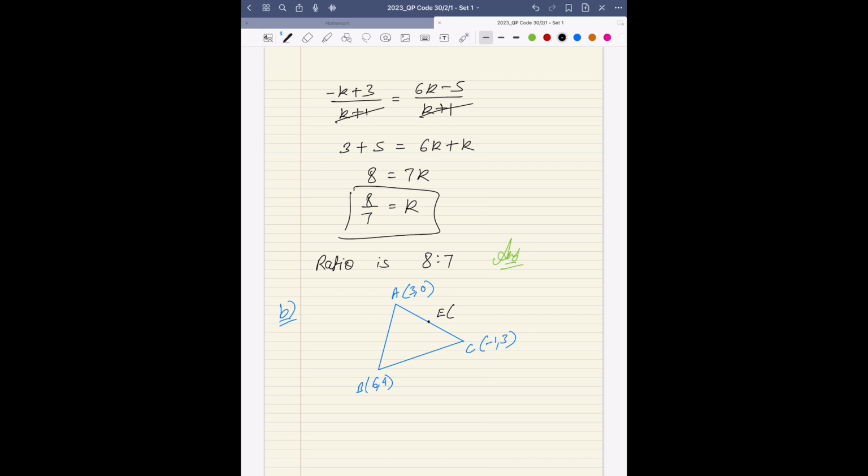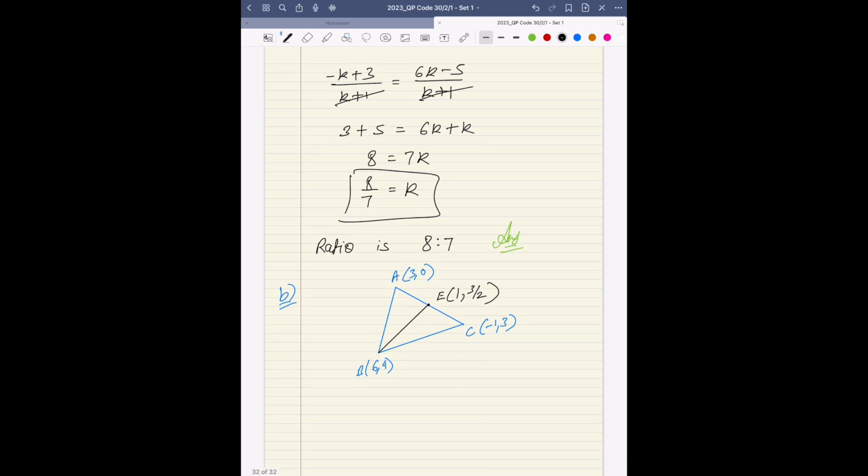I hope everybody knows how to find the midpoint. It's simply x1 plus x2 by 2. So add these coordinates, divide by 2. So 3 minus 1 is 2 already. 2 by 2 gives you 1, right? Then this is again y1 plus y2 by 2. So 0 plus 3 by 2 is 3 by 2. This is the midpoint of side AC. Its opposite vertex is B. So the median BE is this.